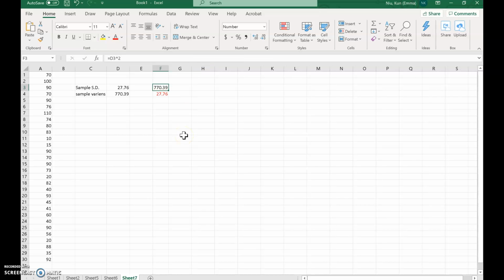So variance is the square of the standard deviation, and standard deviation is the square root of the variance. So that's the relation between standard deviation and variance.